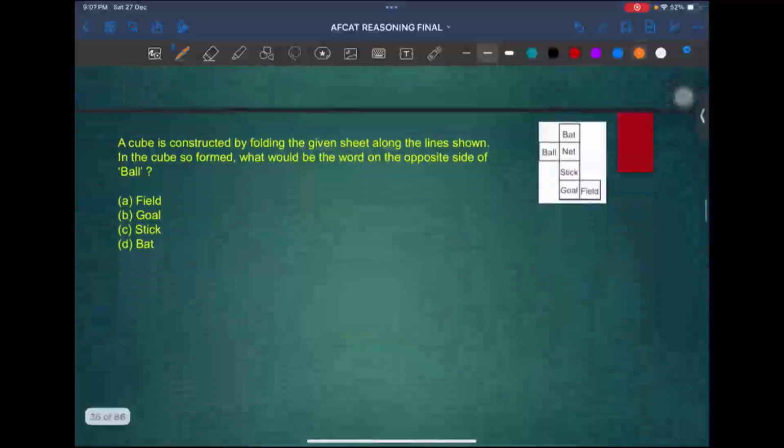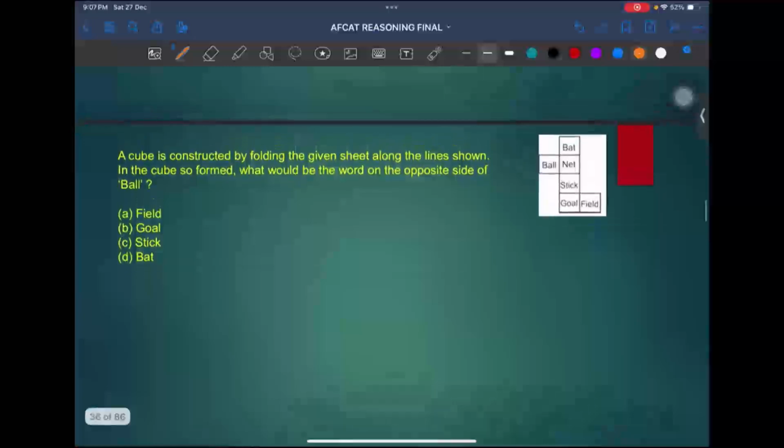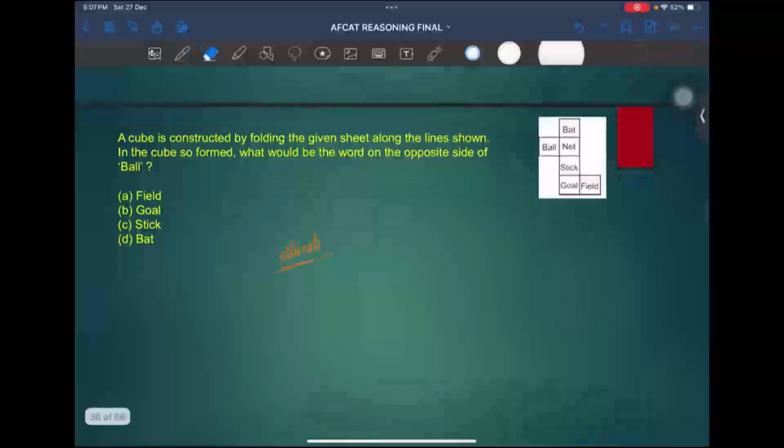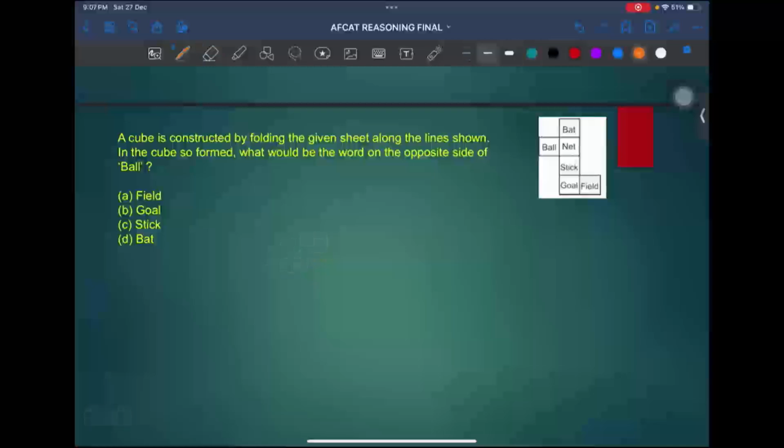Okay, if you understood this, what is the major trick in the open dice question? You just need to write the alternate boxes so that you'll find the opposite value. So what will be the answer for this question? Try to solve this. It is similar to the last question.